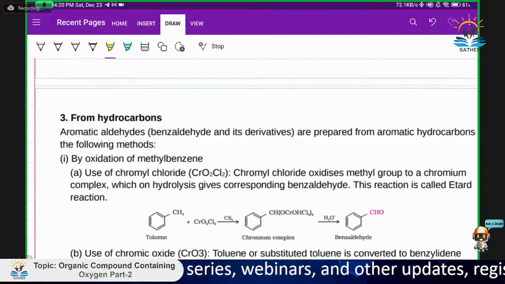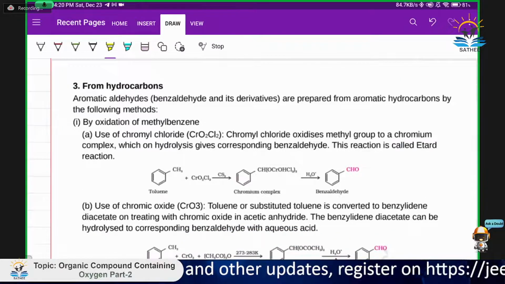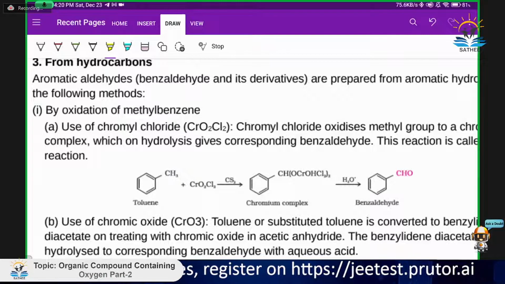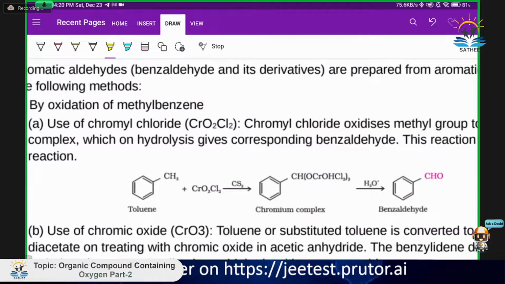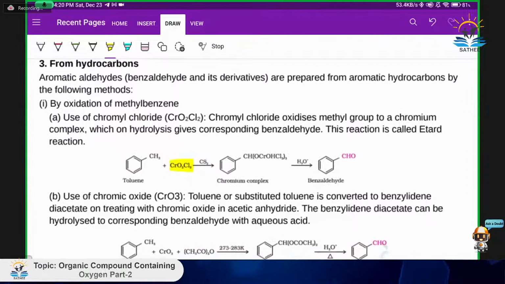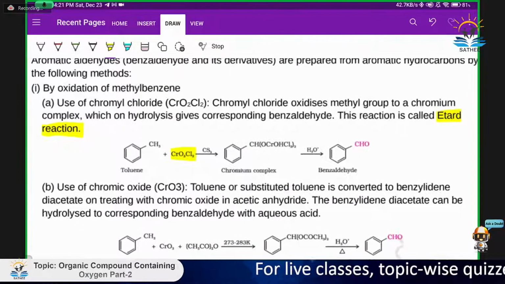Now, third method is from hydrocarbons. Aromatic aldehydes are prepared from aromatic hydrocarbons by the following methods. First, we use methyl benzene, or we simply call it toluene. The reagent we are using here is chromyl chloride, CrO2Cl2. Chromyl chloride oxidizes the methyl group to chromium complex, which on hydrolysis gives corresponding benzaldehyde. This reaction is known as Etard reaction. Okay, so we have learned three named reactions until now: Rosenmund reduction, Stephen reaction, and Etard reaction.